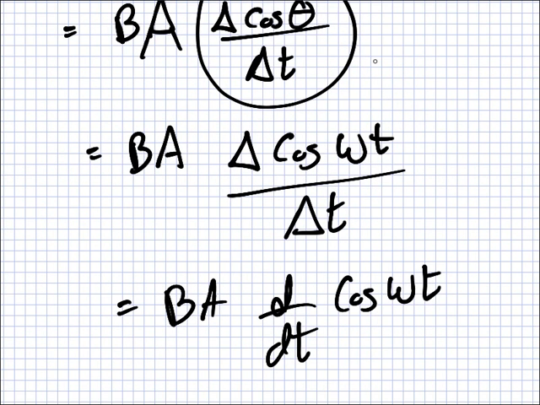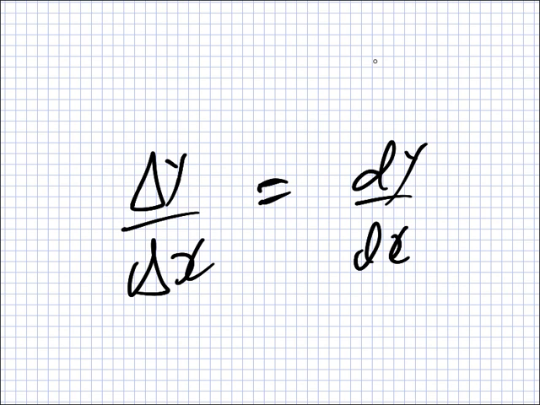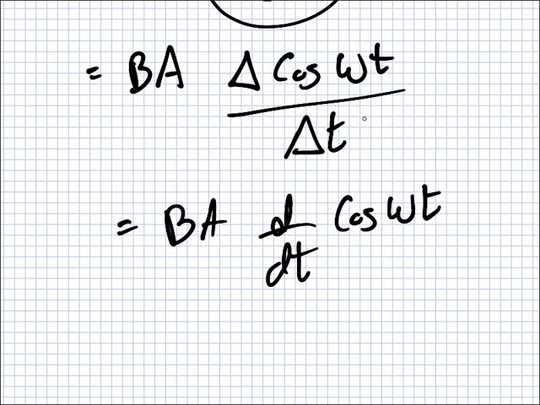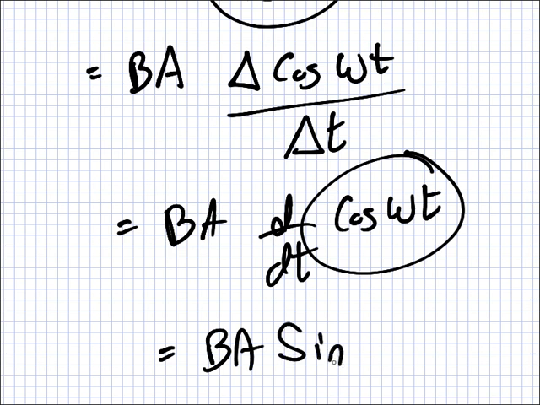Here we integrate, and here it's a derivative. They're different, but if this is small, they're nearly the same. Anyways, what is the derivative of cos? Sine. So this is BA sine, the voltage.